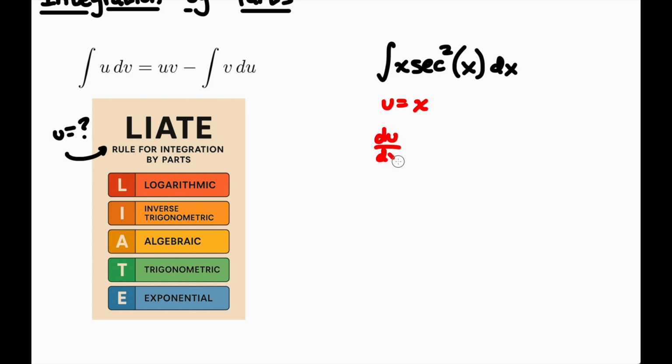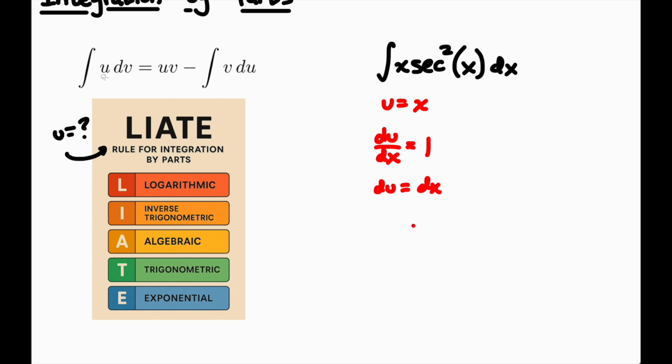By doing the derivative of u, now the du comes out. So we need the du as part of this formula. Well, there it is. To figure this out, the derivative of u, which is the derivative of x in this case, is just going to be 1. Now we just want the du, so I'm going to multiply both sides by dx, and you end up with du is equal to dx.